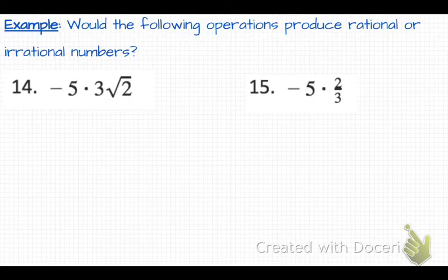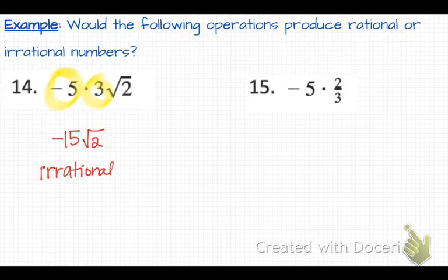14 and 15. What's the operation happening now? Yes, before I had addition, now I have multiplication, okay? So negative 5 times 3 root 2. I can do negative 5 times 3. Those are both my coefficients. What is negative 5 times 3? And what do I do with the root 2? Just leave it. I can't do anything else with it. So what is this answer? Irrational. Fantastic. And then what about number 15?